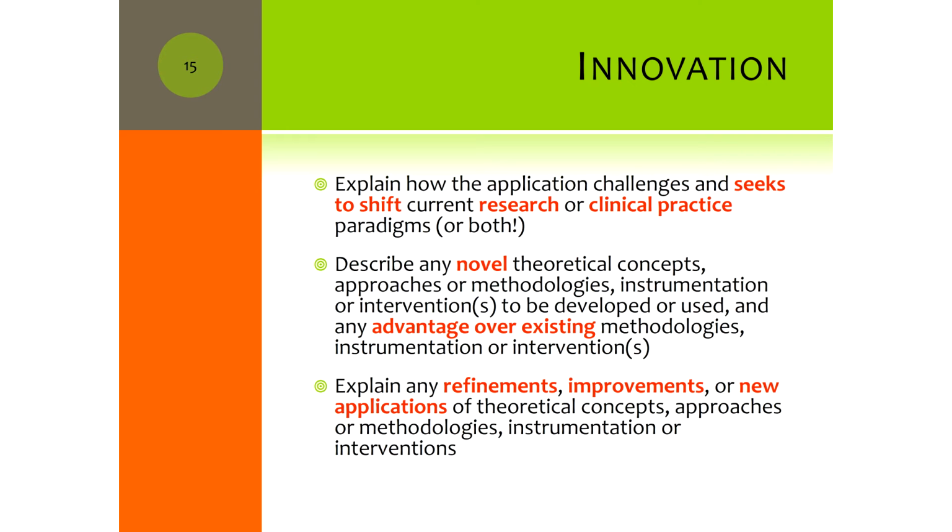Takes one sentence. What's novel about your proposal? There are many different things that could be novel, and you should highlight each of them: the theoretical concept, your approach, your methodology, the instrumentation you propose to use. Great if you can explain why what you're proposing has an advantage over what's currently being done. Sometimes just a refinement in a methodology is an important step forward.